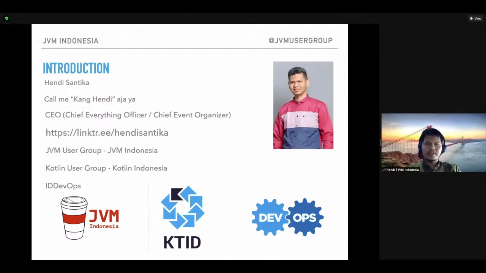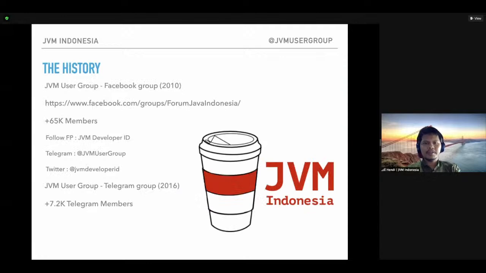So this is the history. Previously the JVM was called JVM User Group, on Facebook since 2010, and it had 65K members. Then we have a Facebook fan page, Telegram, and Twitter, and we moved from the Facebook group to Telegram in 2016. Until today we have 7.2K Telegram members. So this is the event, JVM Meetup.